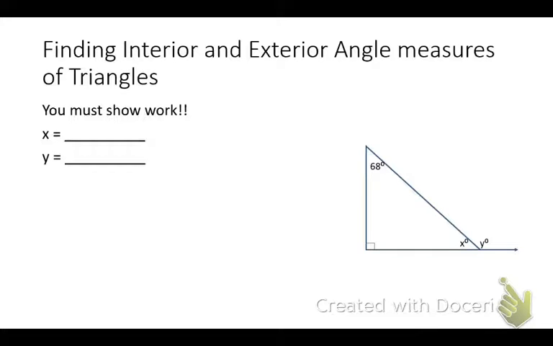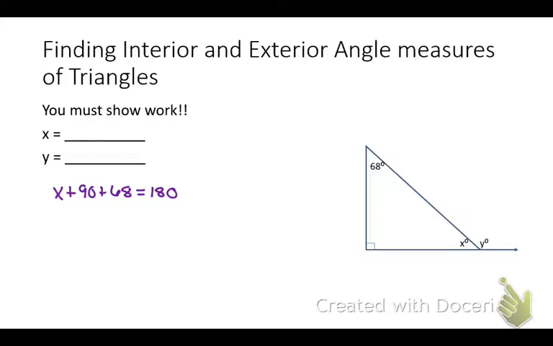So, which angle did you solve for first? Just tell me. Did you do X or Y? X. You did X first. Okay. All right. So, did you use an equation to solve for X? Then, so you did X plus 90 plus 68 equals 180.